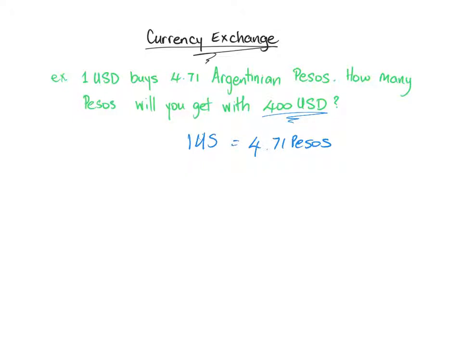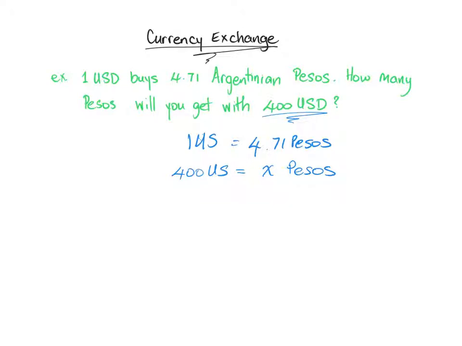Well, I'd write the 400 US underneath the information for US dollars, because what we want to have happen is that we want to have US over US and pesos under pesos, or pesos over pesos. So what we have here is that 400 US is equal to some unknown number of pesos. So we can just write X pesos.